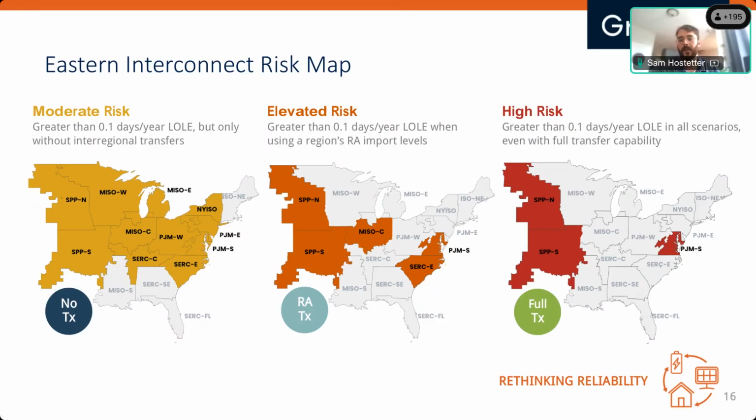And then finally, on the far right, we have the 3 high-risk regions of SPP North, SPP South, and PJM South. These 3 regions ultimately exhibited greater than 0.1 days per year of LOLE in all scenarios, even with full transfer capability as signified by that full TX marker. So these were the three regions where we saw consistent risk across all of our transmission scenarios.